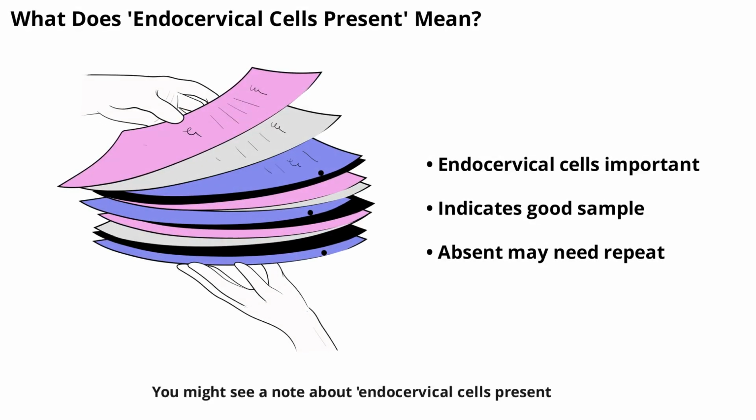You might see a note about endocervical cells present. This is a good sign, as it means the sample included cells from the area most at risk for changes. If these cells are absent, your doctor may recommend repeating the test, especially if you're at higher risk.